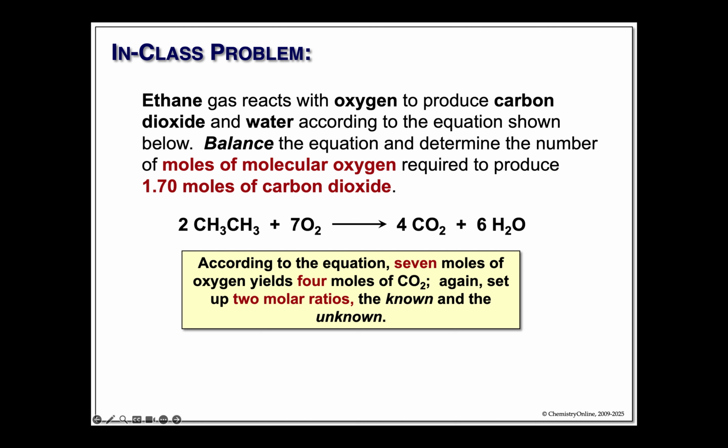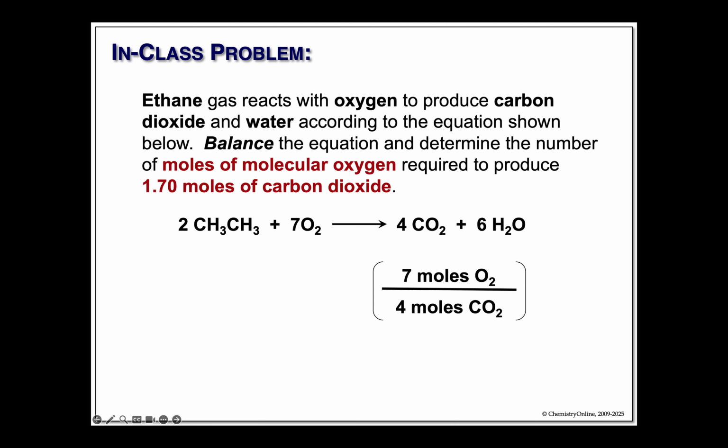Now, we are looking at molecular oxygen. Whenever I say molecular oxygen, we're talking O2. And carbon dioxide. It's 7 to 4. CO2 is going to be our given, so this is in our denominator. We're going to write it like that. 7 oxygens, 4 CO2s.